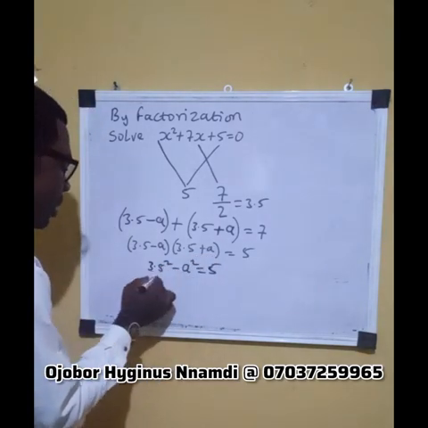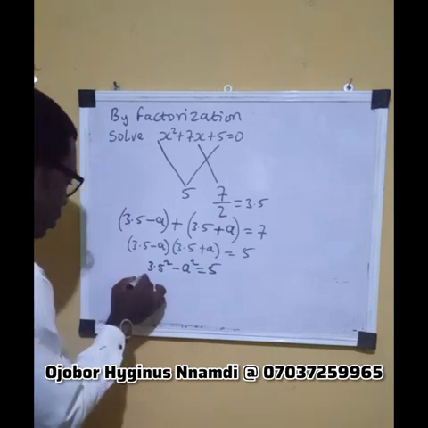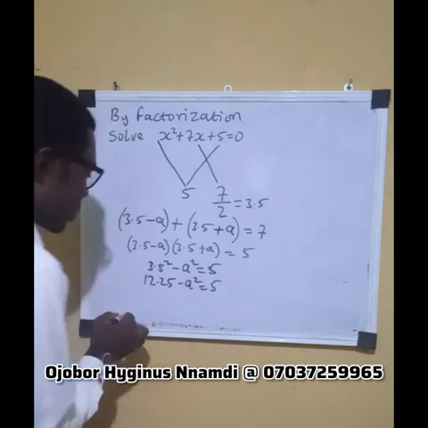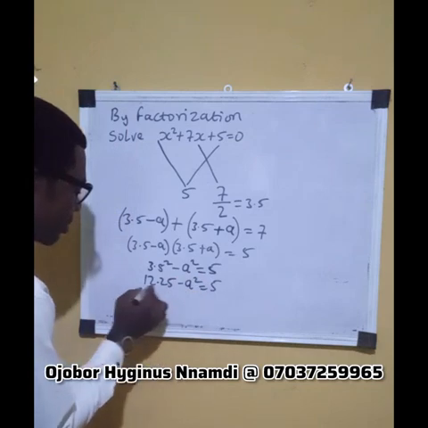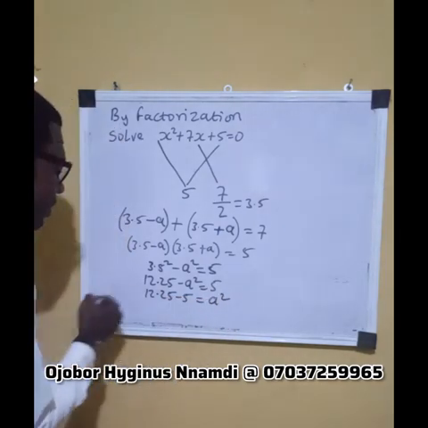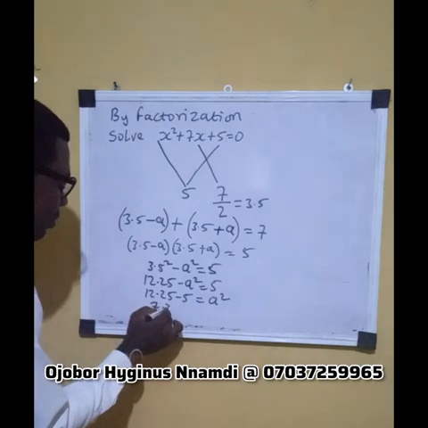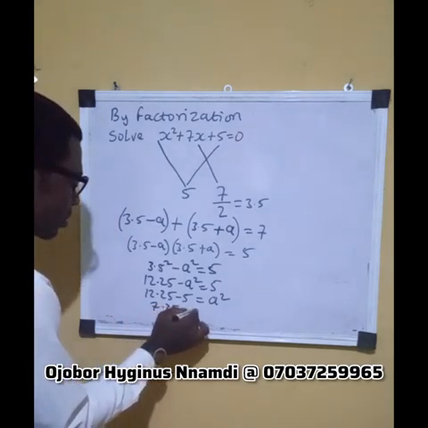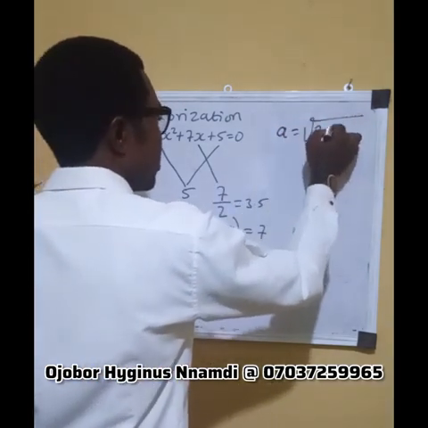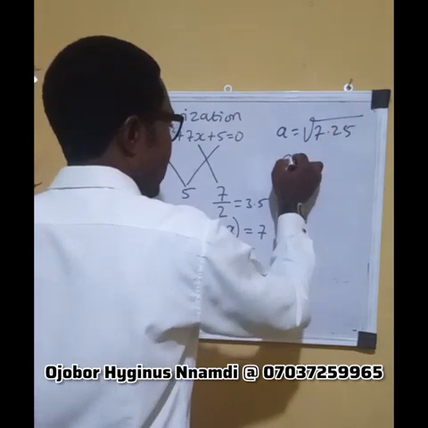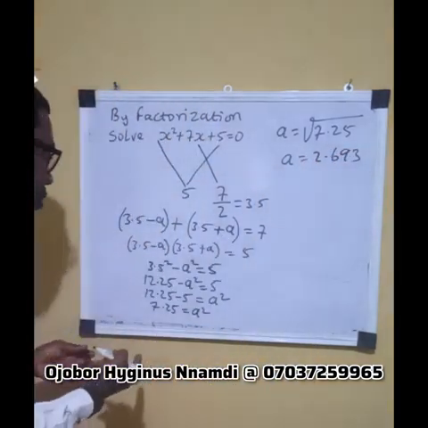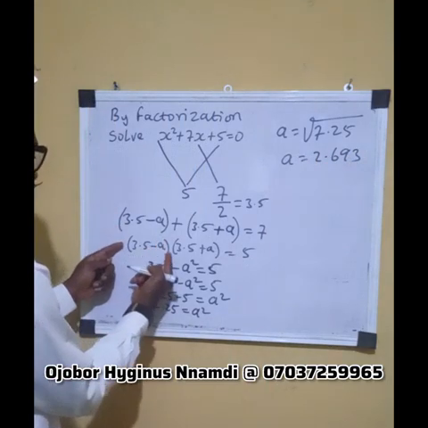So 3.5 squared will give us 12.25 minus a squared equals 5. We'll move a squared to this side to make it positive. So we'll have 12.25 minus 5 equals a squared. 12.25 minus 5 will give us 7.25, which is equal to a squared. That means that a is equal to the square root of 7.25, and a is equal to 2.693.